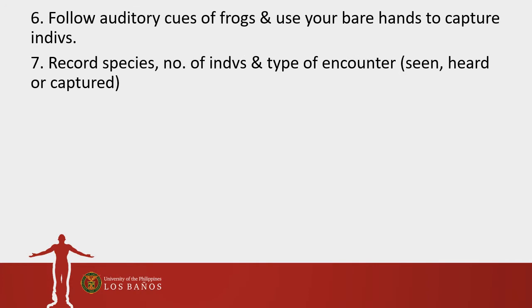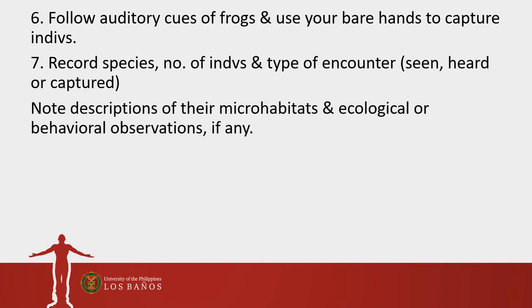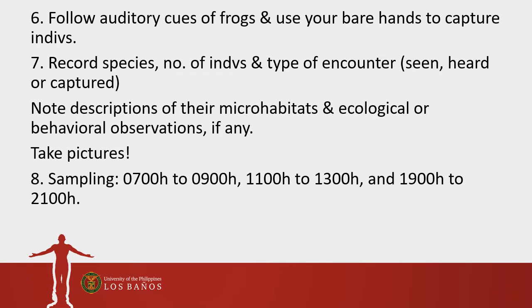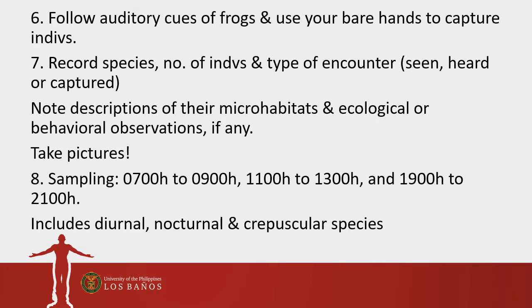Record species, number of individuals, and type of encounter. Note descriptions of their microhabitats and ecological or behavioral observations if there are any, and take pictures. Your sampling will be from 7 a.m. to 9 a.m., 11 a.m. to 1 p.m., and 7 p.m. to 9 p.m. This will include diurnal, nocturnal, and crepuscular species.